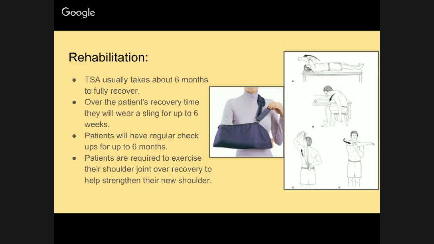Rehabilitation. TSA usually takes about 6 months to fully recover. Over the patient's recovery time, they will wear a sling for up to 6 weeks. Patients will have regular checkups for 6 months. Patients are required to exercise their shoulder joint over recovery to help strengthen their new shoulder.